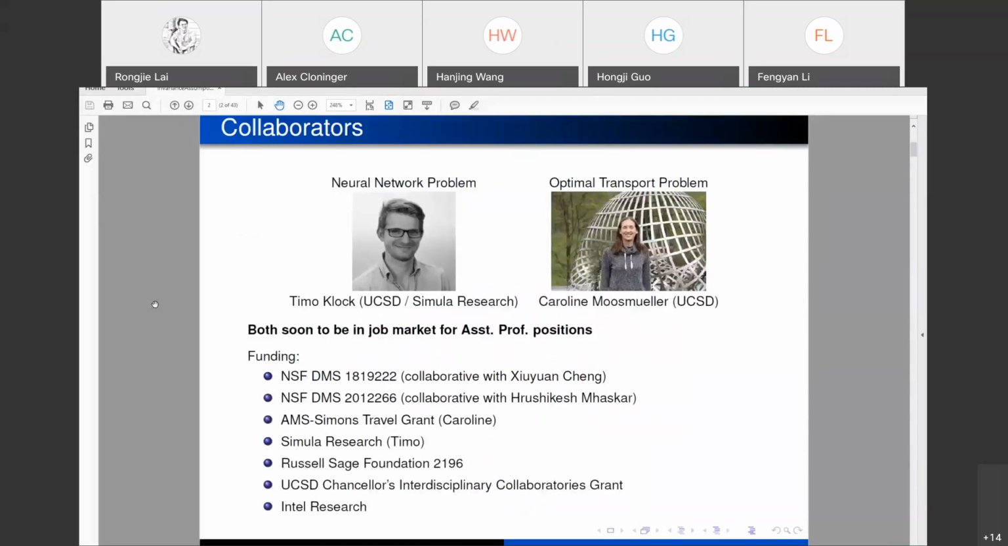One is work with Timo Klock, and another is work with Caroline Moosmueller. Both are postdocs. Timo's sort of half-time here. Caroline's a postdoc here at UCSD in the math department. And I will note both will be on the assistant professor job market soon. So I'm just sort of advertising on behalf of them to keep an eye out. I think Caroline will be next year, Timo maybe slightly next year, and then mostly the year after that. So I'd like to acknowledge some funding, all that.